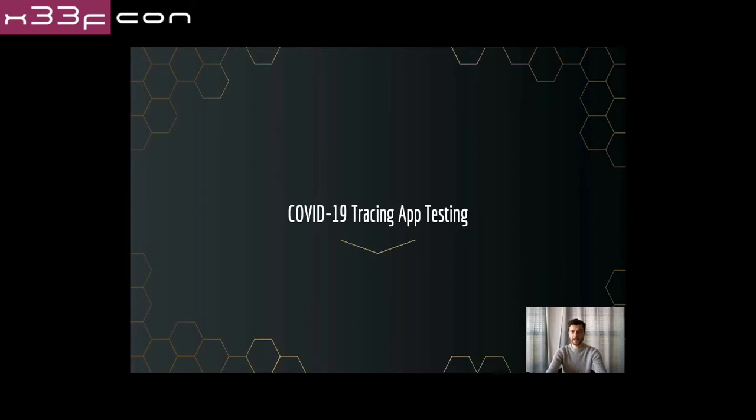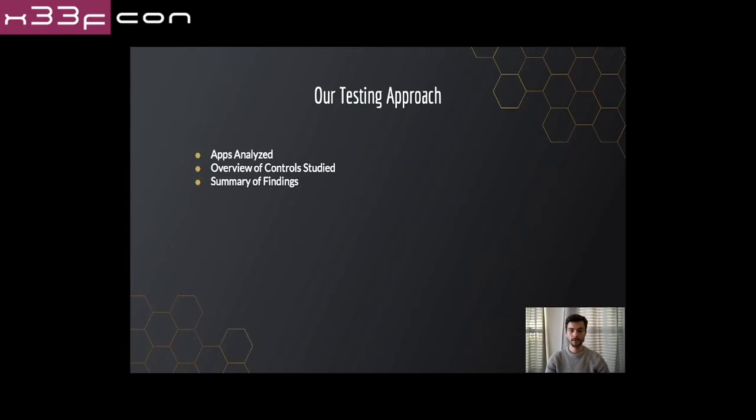So now that we've provided a general overview of what we're going to be discussing today and what we hope to accomplish in today's conversation, we can move on to a general overview of our testing approach. To help you better understand our testing approach, we're going to be going over together the apps that we analyzed, as well as an overview of controls studied, so the actual protection mechanisms that we were looking for inside of these applications. And then we're also going to review a summary of findings and an overview of the data that we were able to collect and analyze as a result of this research.